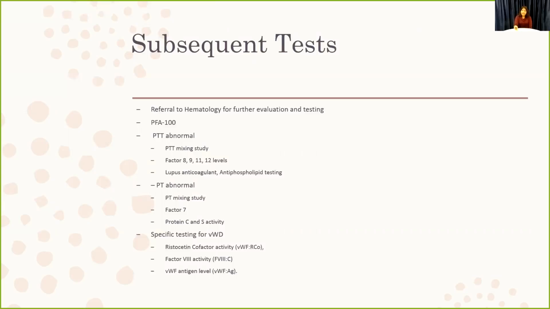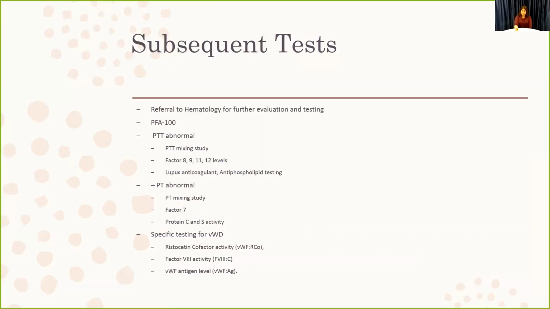So if your PTT is abnormal, you might get a PTT mixing study, factor assays for 8, 9, 11, and 12. Lupus anticoagulants, we talked about the antiphospholipid antibody testing. Other things would be that if the PT is abnormal, you might get a PT mixing study, a factor 7, protein C, and S activity.